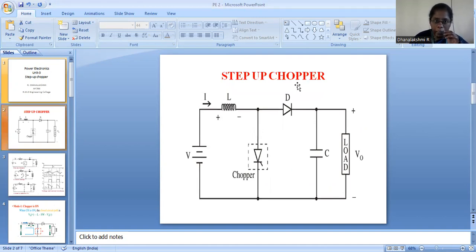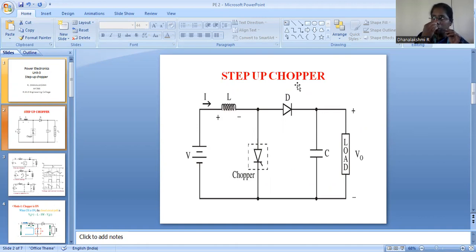Step-up chopper, as the name itself tells us, is going to step up the voltage, or boost the voltage. If the output voltage is always greater than the input voltage, then we can call that chopper a step-up chopper, where the output voltage is stepped up or boosted.